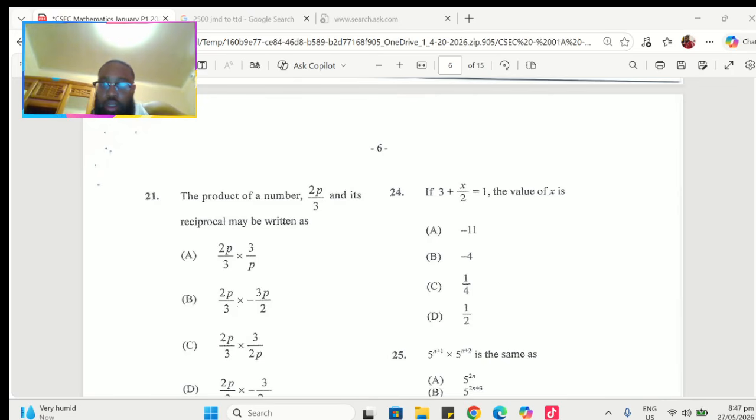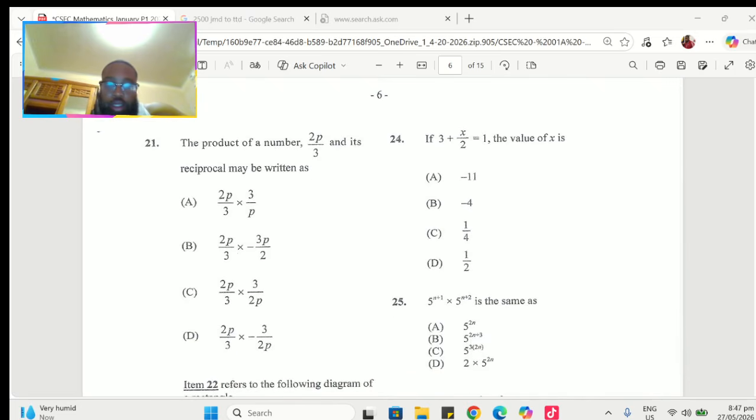The product of a number 2p over 3 and its reciprocal may be written as, how many questions are going to repeat, I think? If you do enough past papers, more than half. Number 21. What do you think? A, B, C, or D?